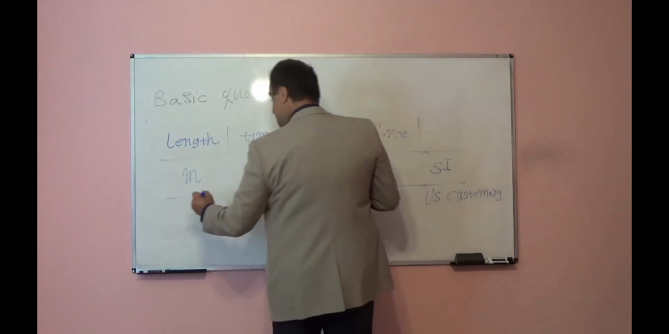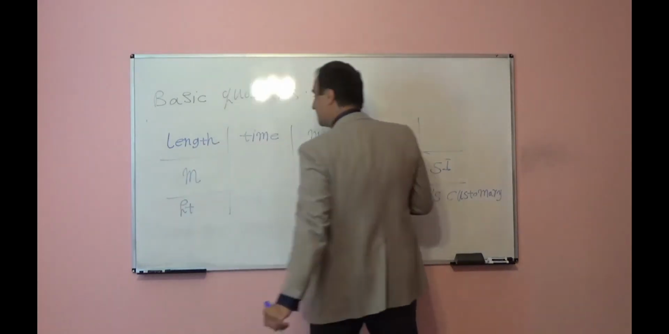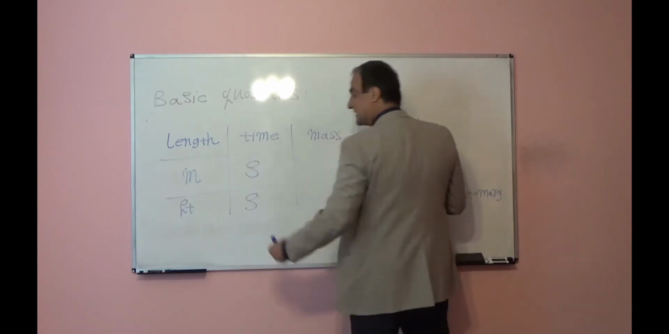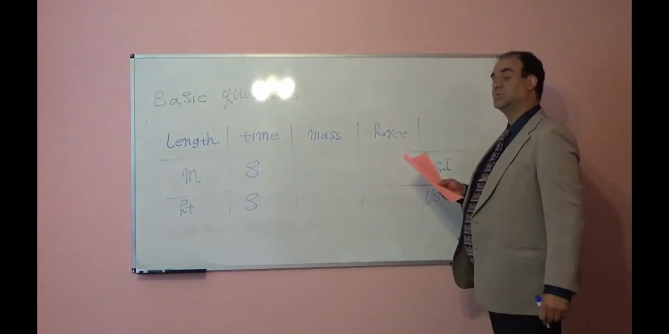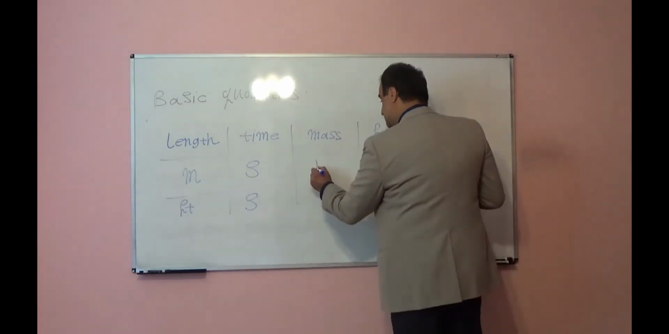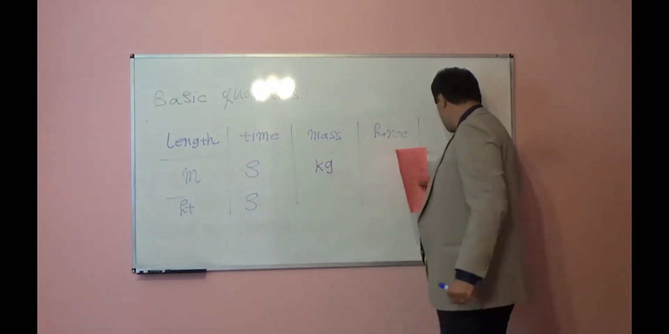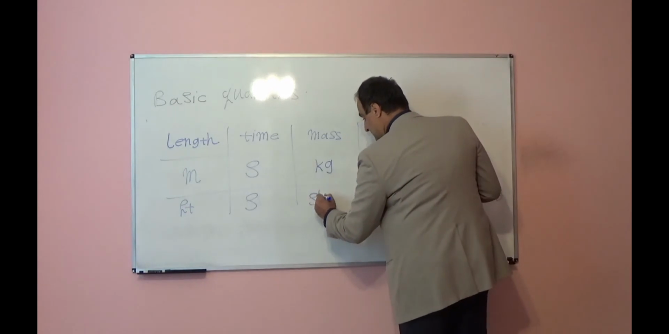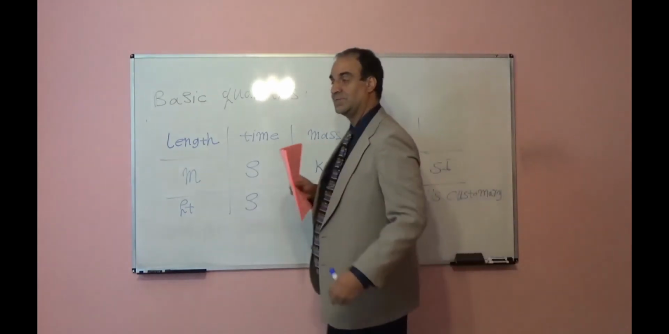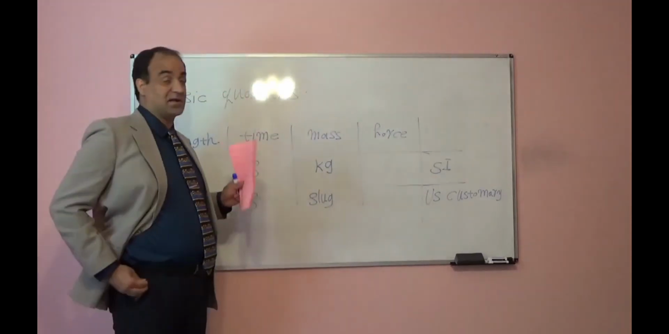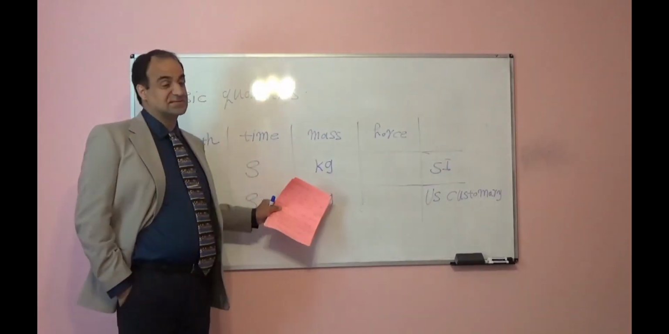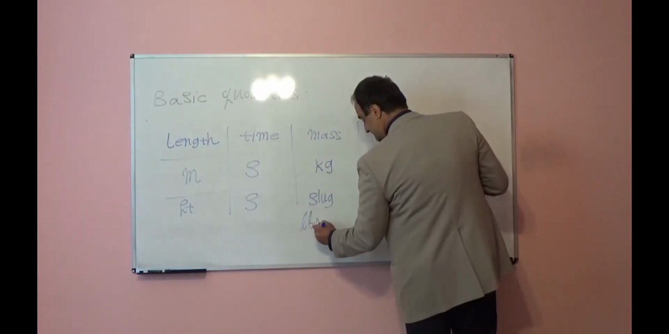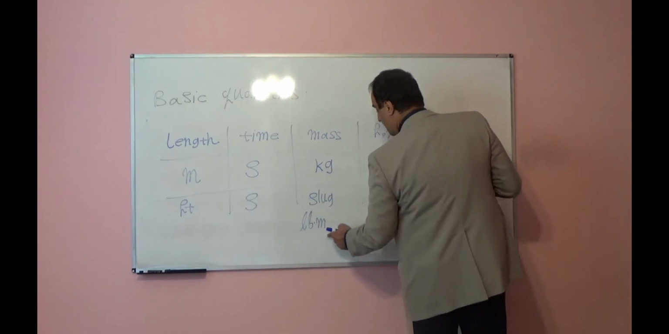In US customary it is feet. For time in SI it is second. In US customary it is second. Mass unit in SI system is kilogram. In US customary system, pay attention, it is slug. Most students, if I ask, will tell me it is pound. It is not pound. It is slug or pound mass.